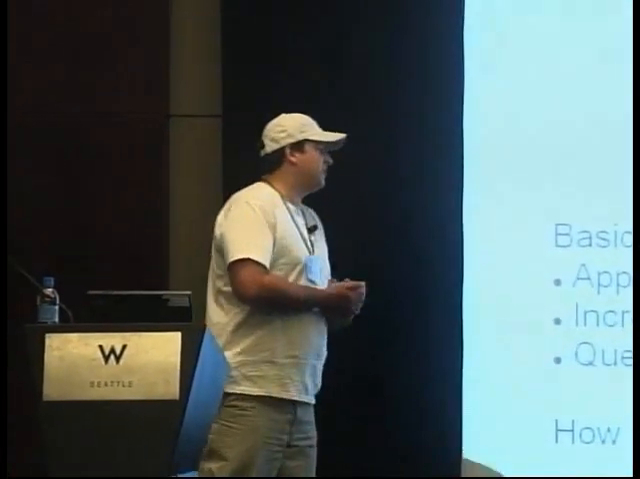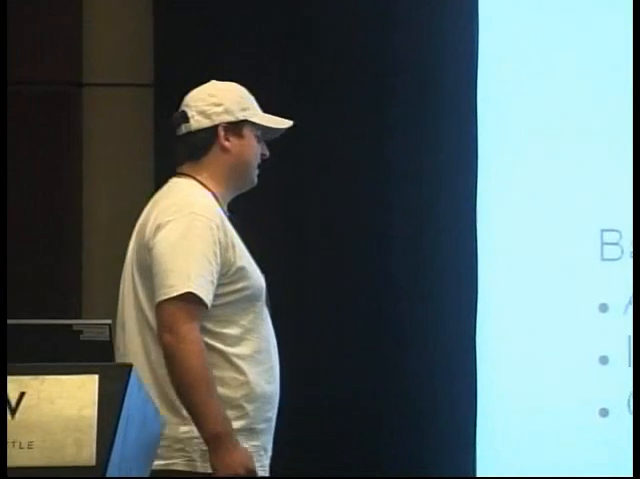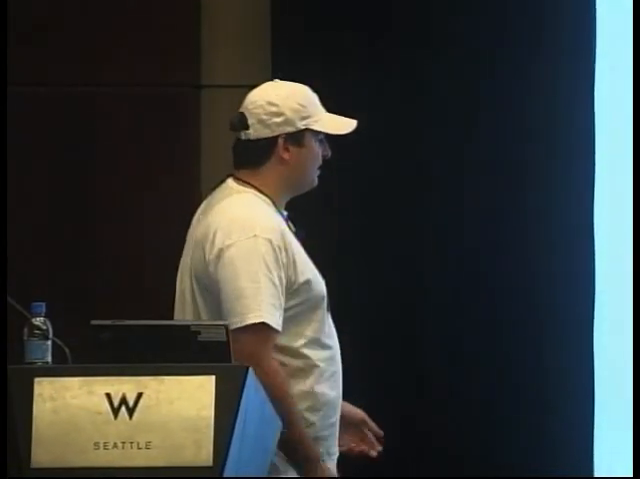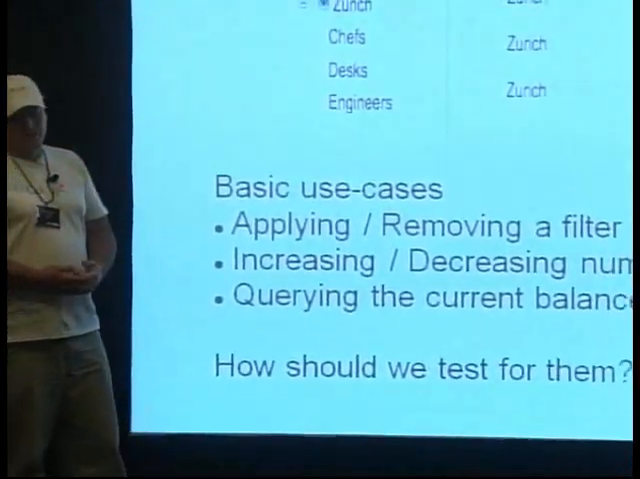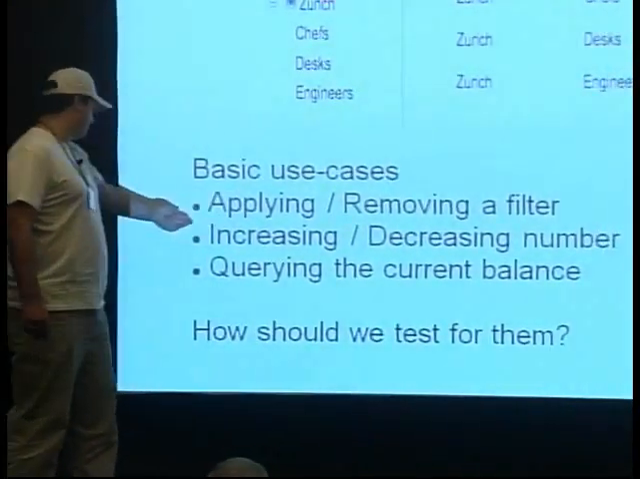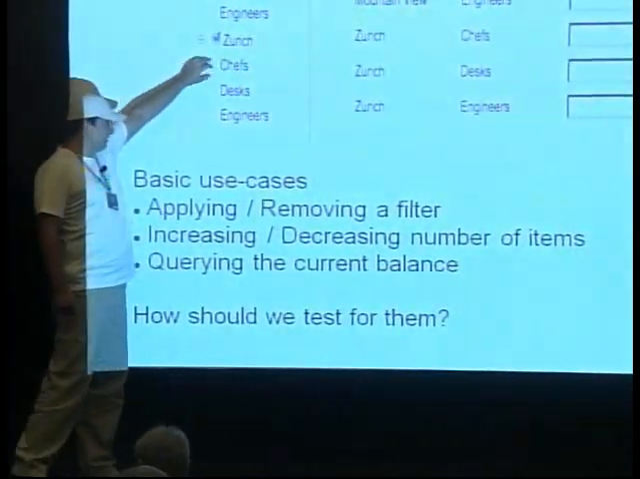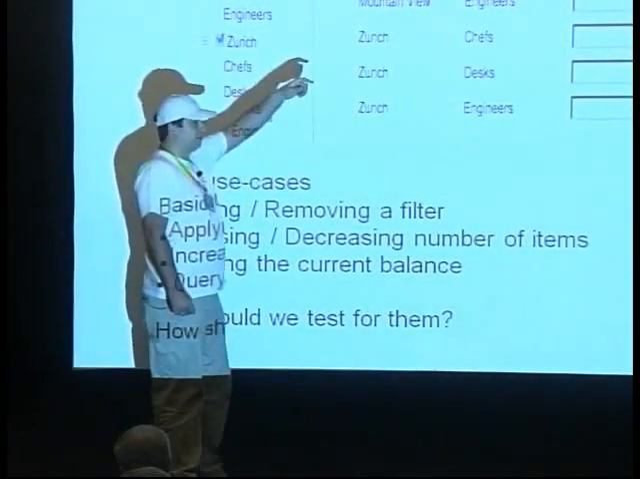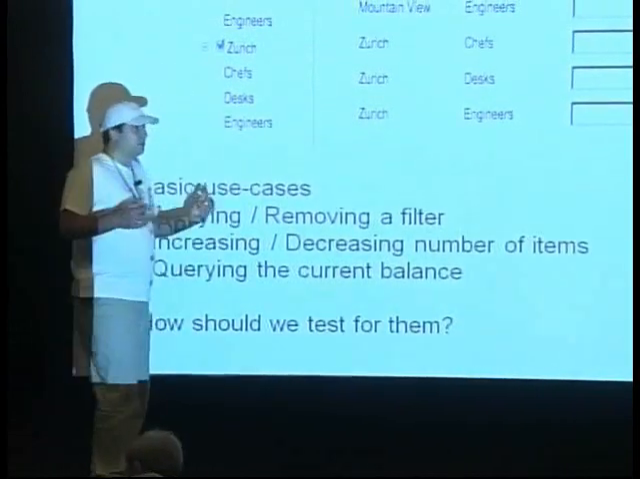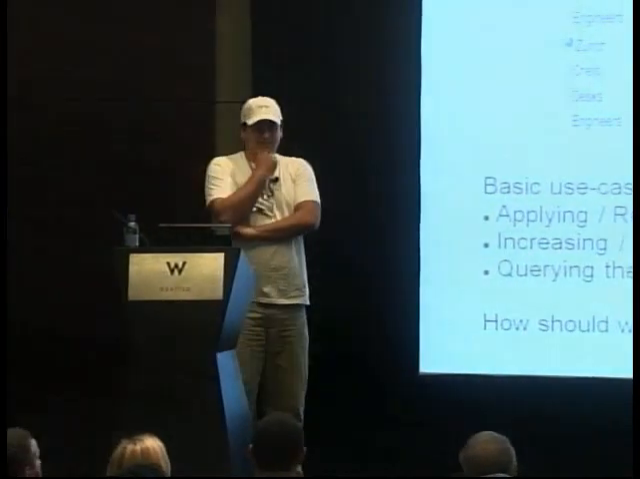So what kind of use cases could we think of here? It's a simple, straightforward application. I think there are three use cases. Probably the most important one is to increase or decrease the number of items or persons that I have somewhere. The next one would be to apply or remove a filter on this side. And finally, of course, I'm just curious how many chefs I have in Mountain View, so I just want to see that. It's querying. Now, how should we test that?